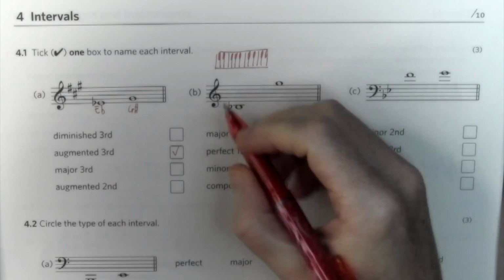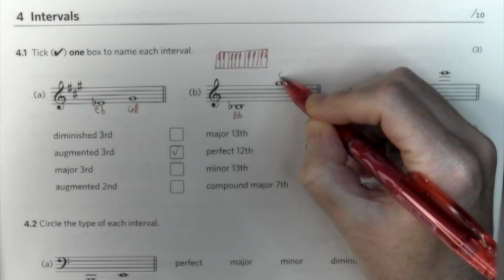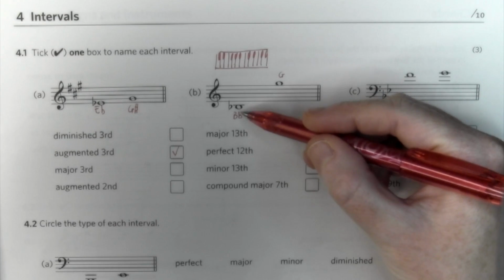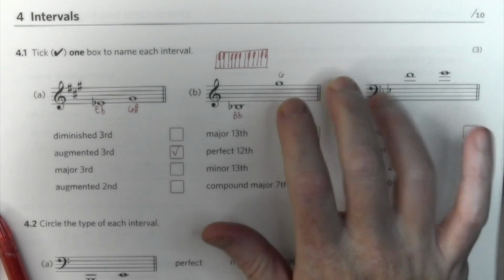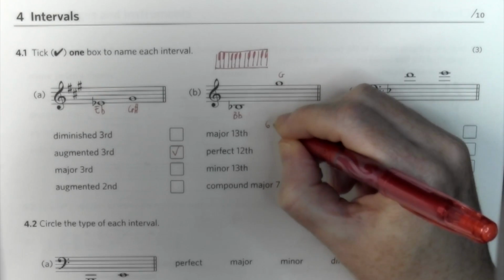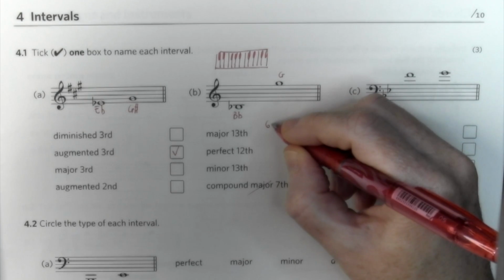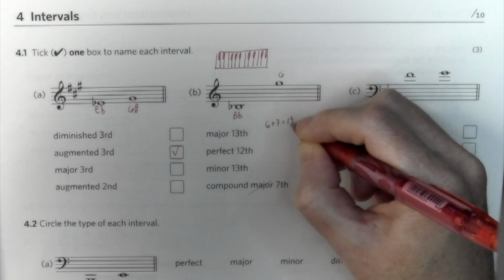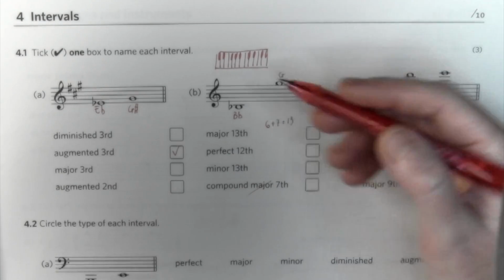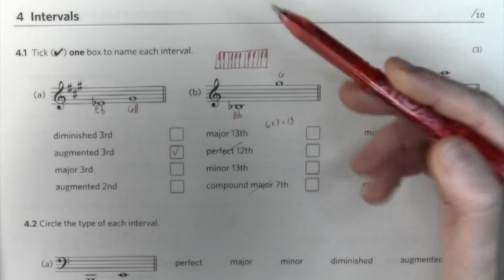Second example, C flat and sol. This is more than an octave, so it's a compound interval. Now, let's calculate the number first. Si, do, re, mi, fa, sol is a compound sixth. So it's a compound sixth, and we can exclude this one. Plus 7, it's a 13, if you want to find the simple name of it. So we can exclude the perfect 12. Now, is it major or minor?